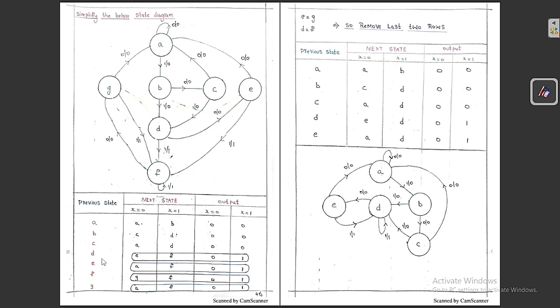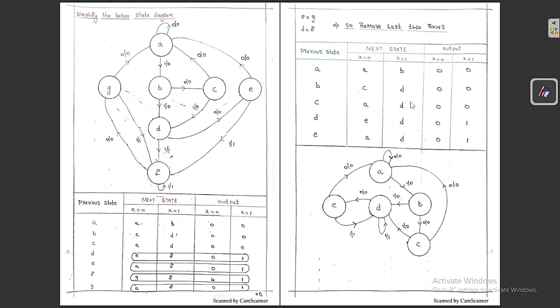Here DEF. F is equal to D. So in place of F, I am writing D. A, again 0, 1, 0, 1. Here it is E, AF 0, 1. F is nothing but it is equal to D. So I wrote D, A, 0, 1.